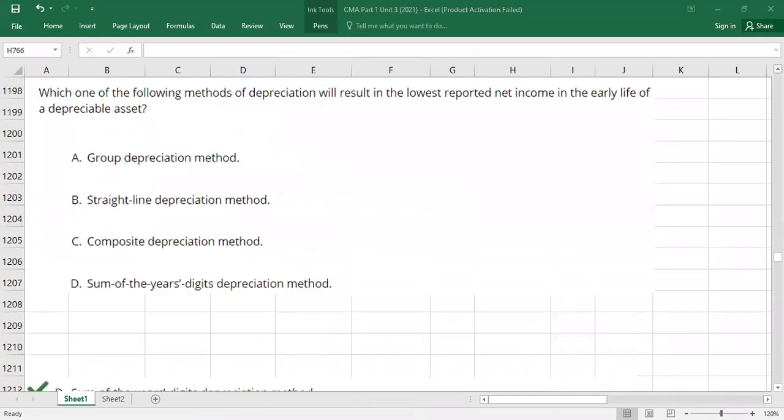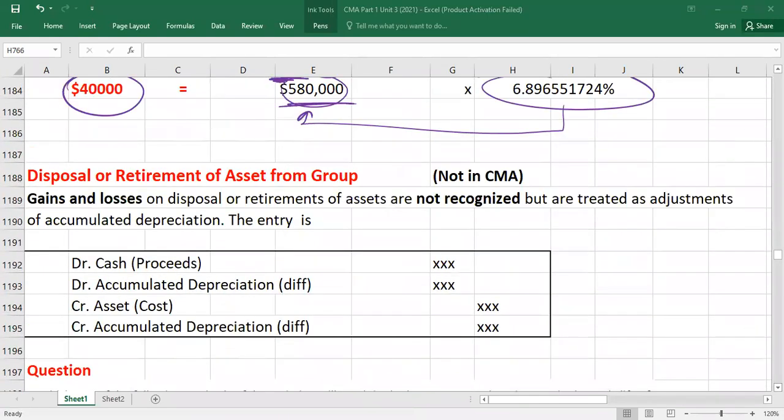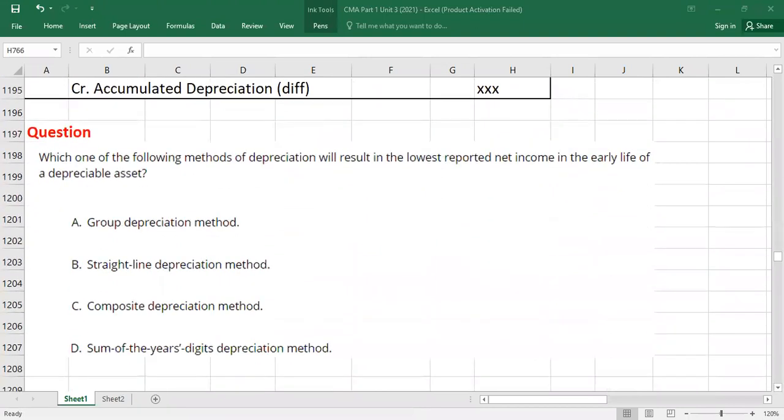Okay, even answers are there. Don't worry about the answers. But we have to read the question and we need to understand. Question number 1. Take time and go through, guys.